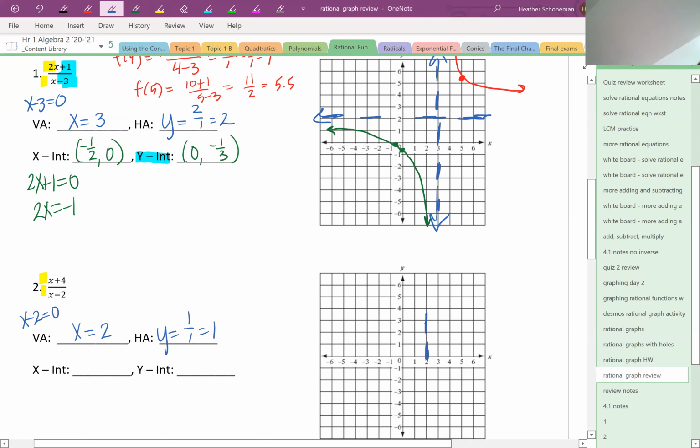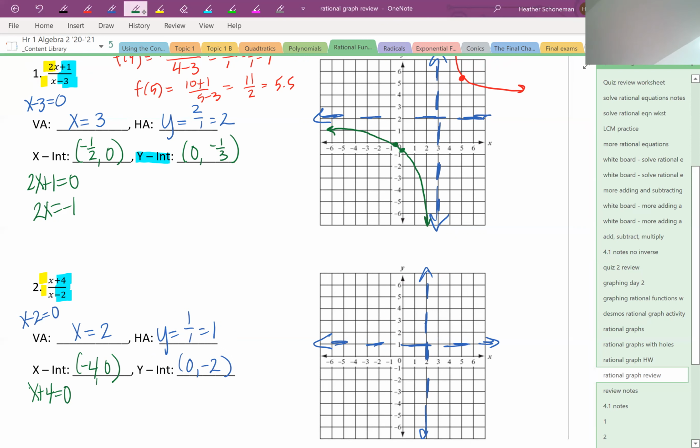So we have a vertical line at 2, and we have a horizontal line at 1. The x-intercept is when the top equals 0. So I get x is -4, so it's -4, 0. The y-intercept is when we plug in 0 for x, so everything goes away except these last numbers. And when that happens, 4 divided by -2 is -2.